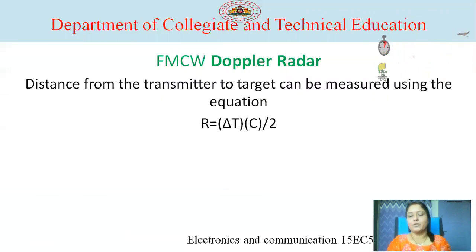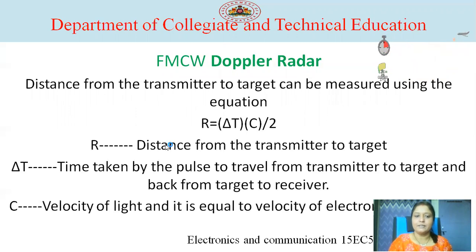Now, suppose we want to find the distance from the radar station. Suppose this is the radar station and this is the target. We want to find the range. Then what is the equation? The distance R is given by delta T into C divided by 2. That is the distance from the station to the target. In this equation, R is the distance from the transmitter to the target.